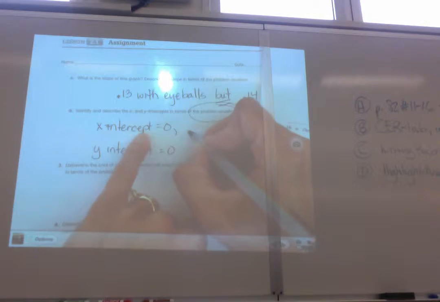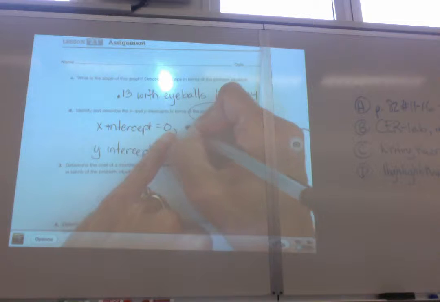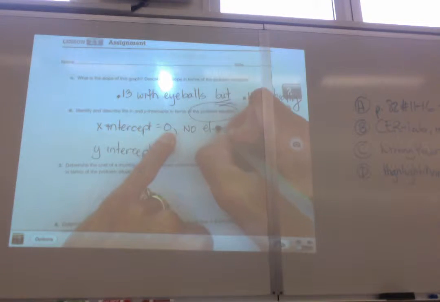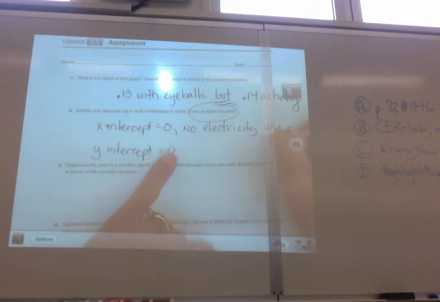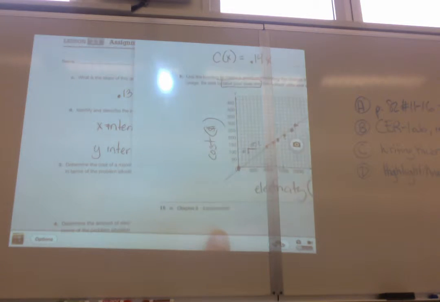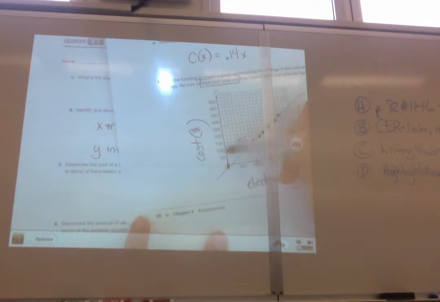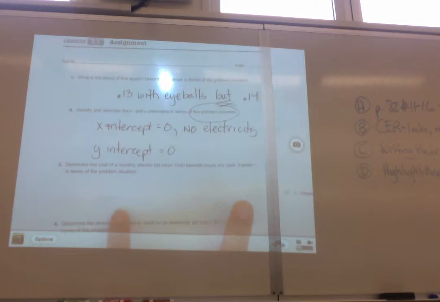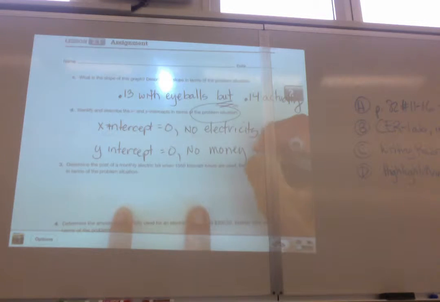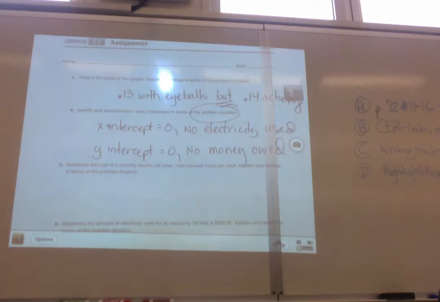So if the x-intercept is 0, that's no electricity used. If the y-axis is 0 and the y-axis is cost, that means no dollars do you owe. No money owed. Your bill is 0.